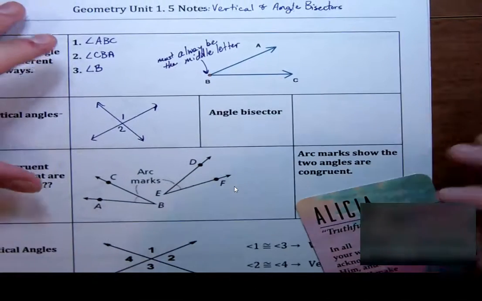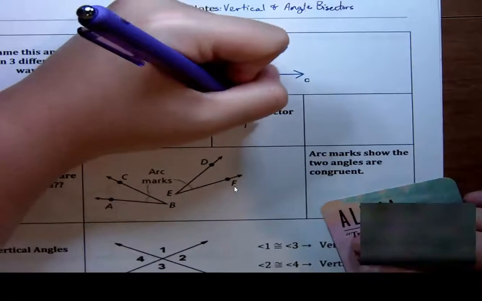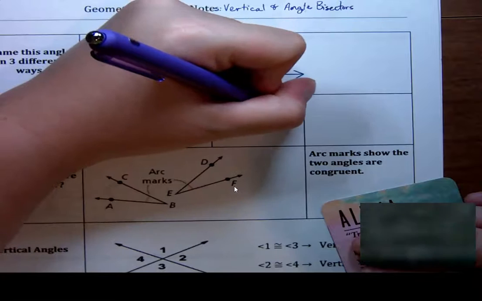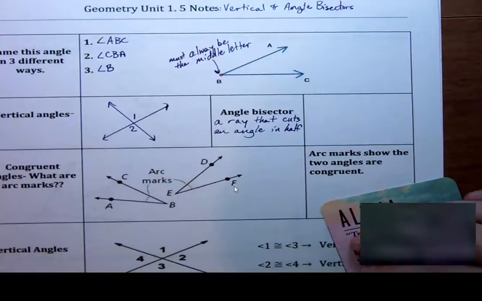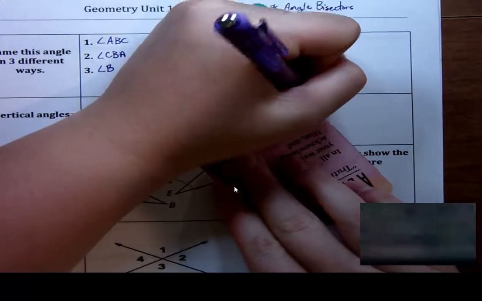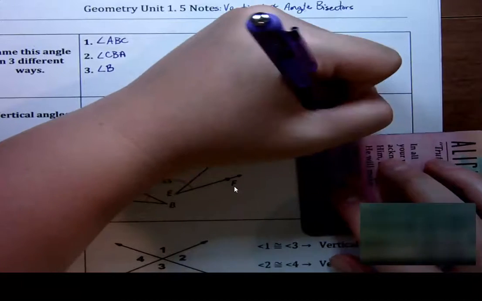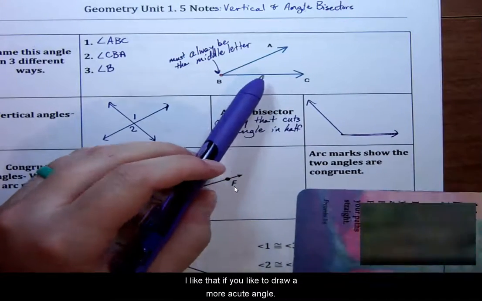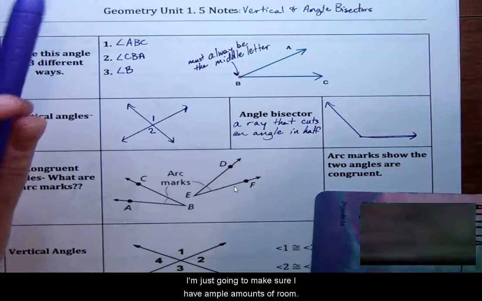Alright, for angle bisectors, it is a ray that cuts an angle in half. So a ray that cuts an angle in half. So I'm going to start by drawing an angle. Your angle can look however you want it to. I'm going to draw mine like that. If you'd like to draw a more acute angle, that's fine as well. But I'm just going to make sure I have ample amounts of room.